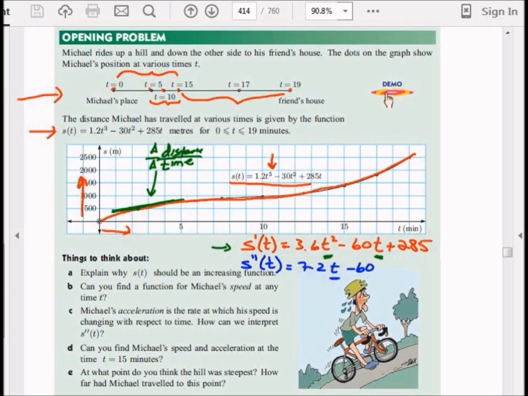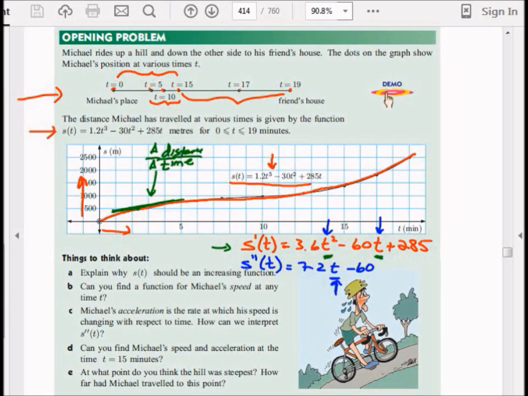So in part D, can you find Michael's speed and acceleration at time t equals 15? Well, we would substitute 15 in here for t to calculate his speed. You can go ahead and do that. And we would substitute 15 in here to calculate his acceleration at that point, at his 15-minute mark.